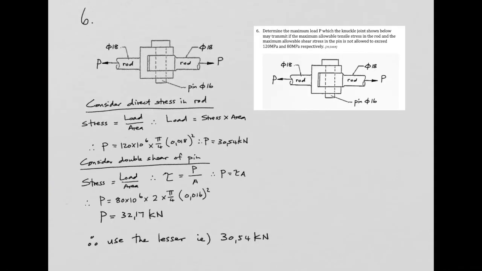Now in number 6 we look at a knuckle joint. Now a knuckle joint is one that's depicted over here. We have 2 rods which would be most likely in tension, and there's a connection.